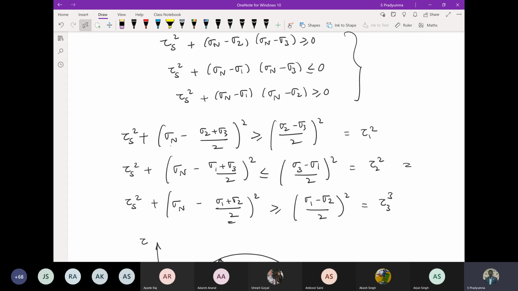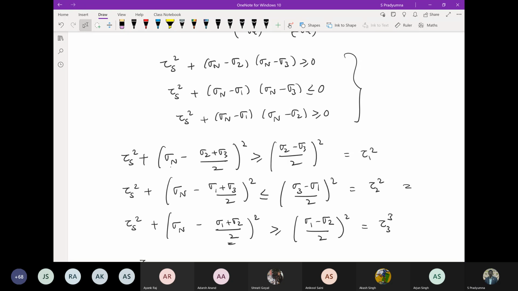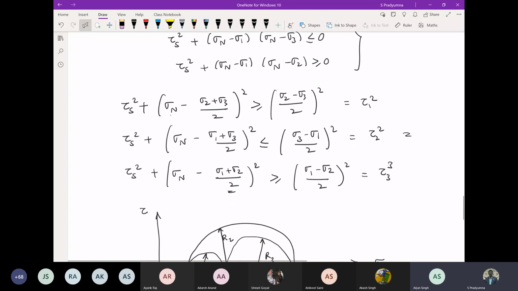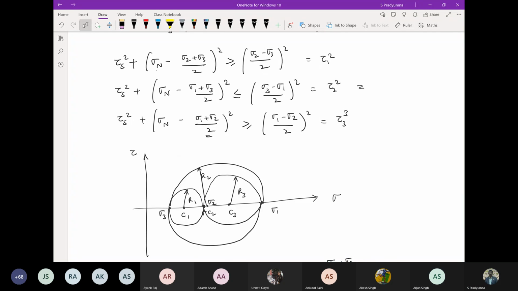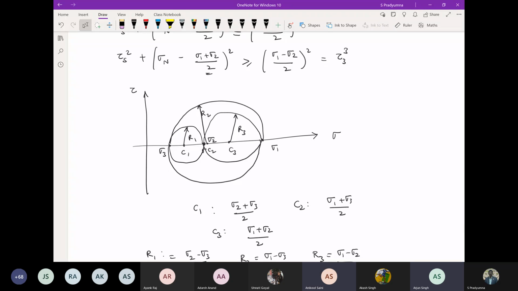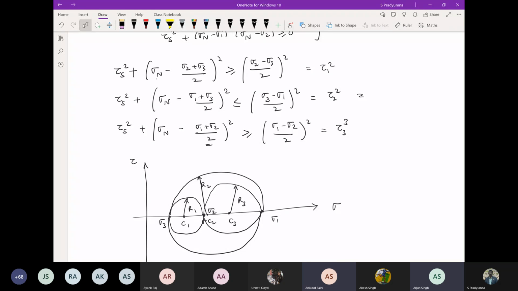So can you say anything from these equations? Inside the circle, outside the circle, or something like that? So inside the circle. Inside which circle? So this. So we can say that, according to the first equation, any point sigma n and tau s must lie on or outside the circle of radius sigma 2 minus sigma 3 by 2. Correct?